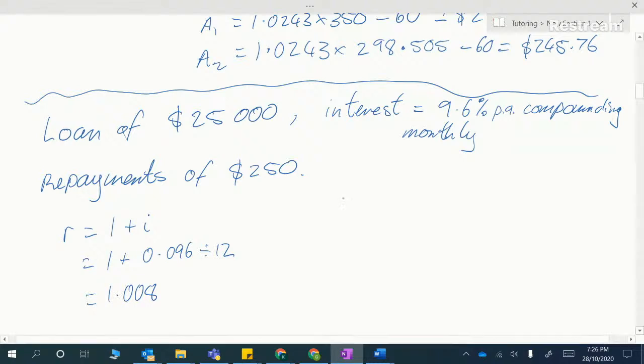So my full recurrence relation would be, and then take away the repayment, like that. Okay. That's my recurrence relation. So that's increasing by the interest rate and then taking away the repayment. Okay, so if you want to increase by a percentage, you add it to 1. If you want to decrease by a percentage, you take it away from 1. Okay, that'll increase and decrease by a percentage.